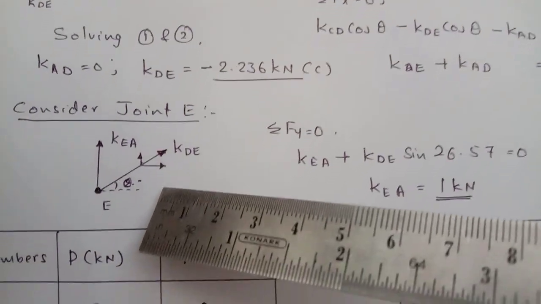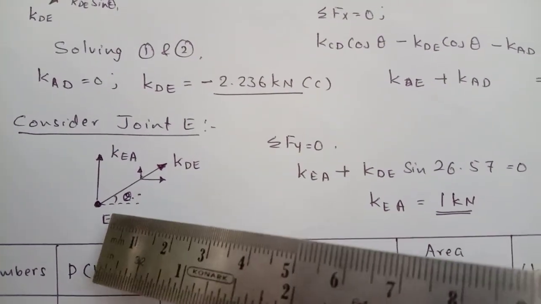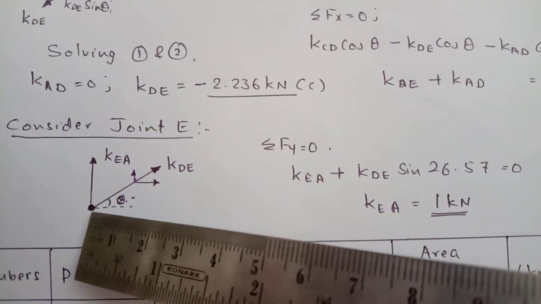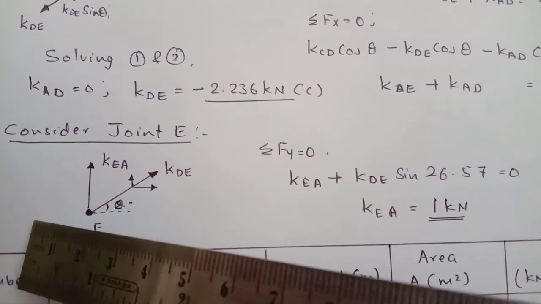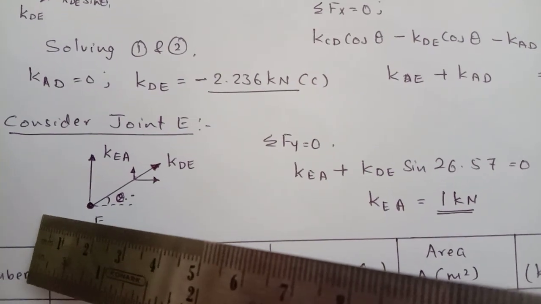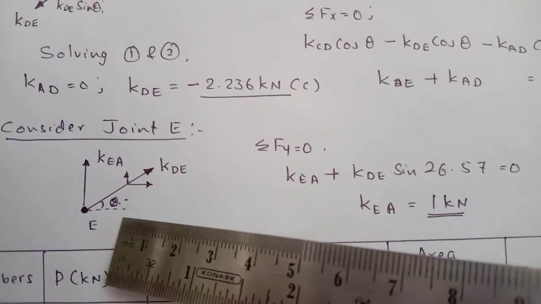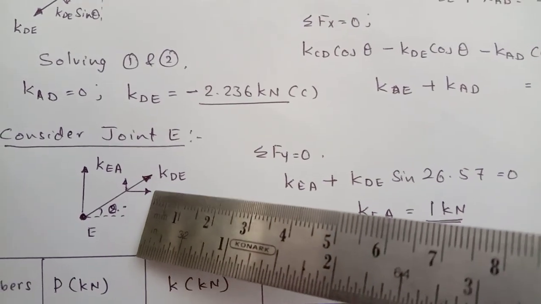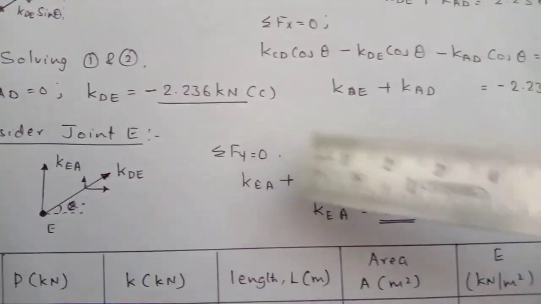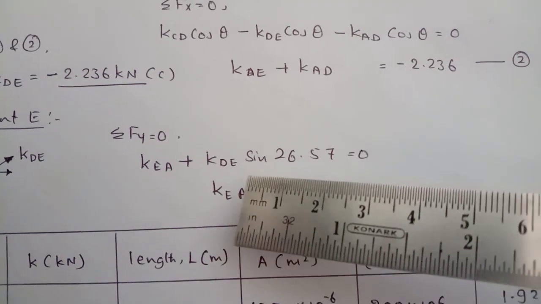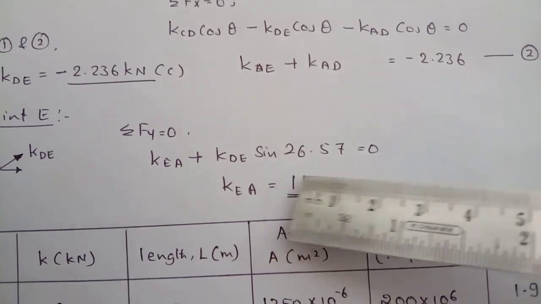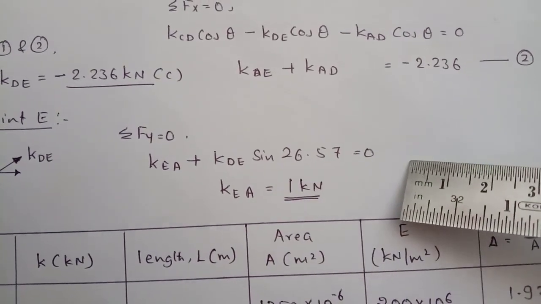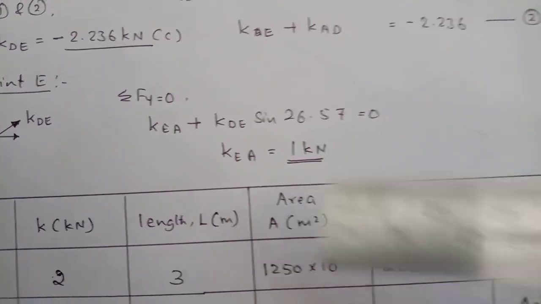Now you consider the last joint here. Consider joint E. In the joint E, I will consider KEA. The reaction I have neglected because I am not interested in finding out the reactions here. This is angle theta, so it can be resolved into two components. One is KDE cos theta, another one is KDE sin theta. So when I apply sigma Fy equal to 0, I will get KEA plus KDE sin 26.57 equal to 0, or KEA equal to 1 kilonewton.